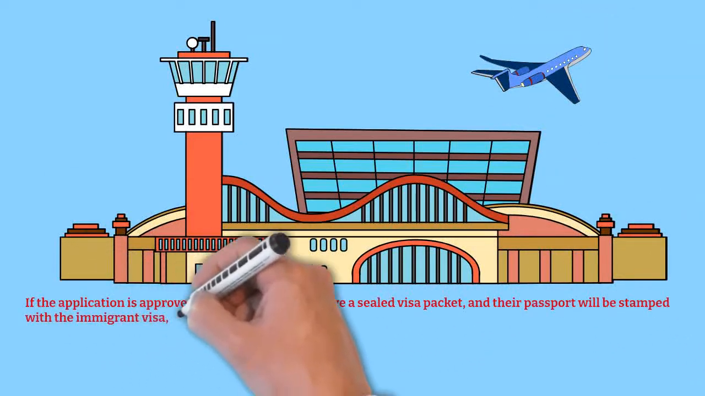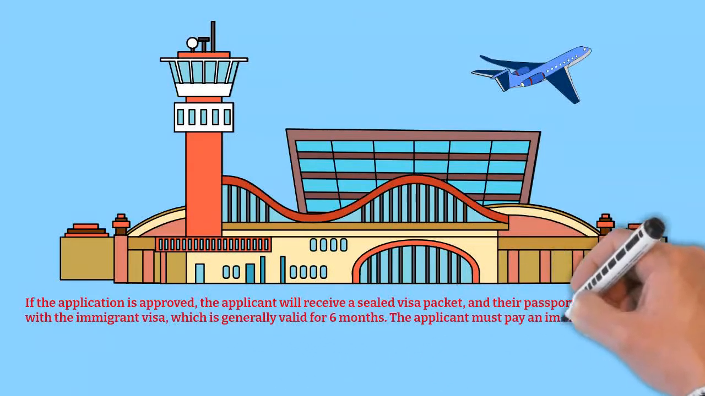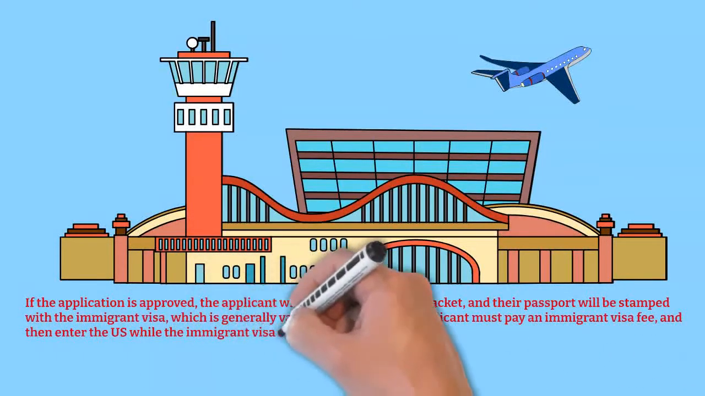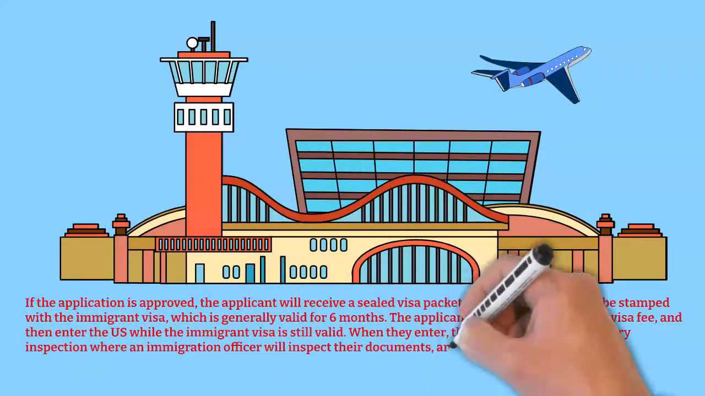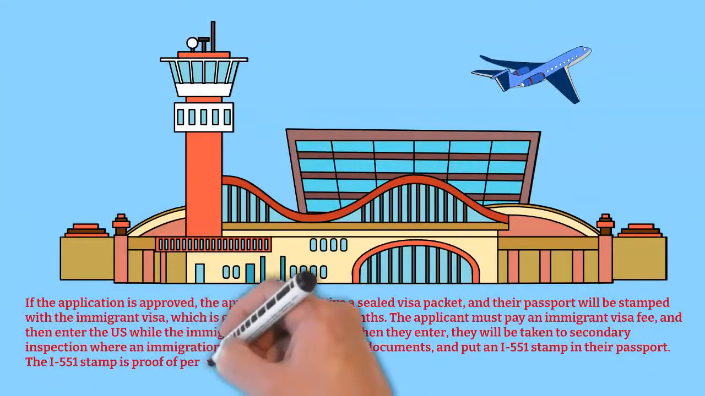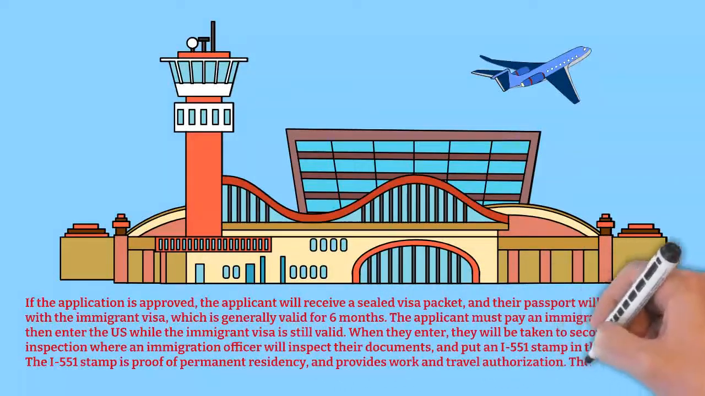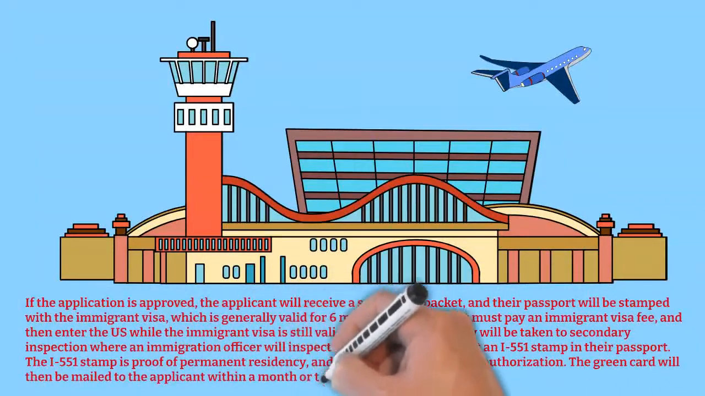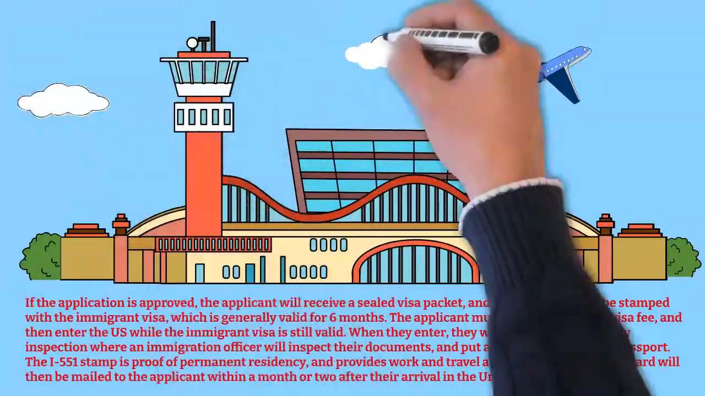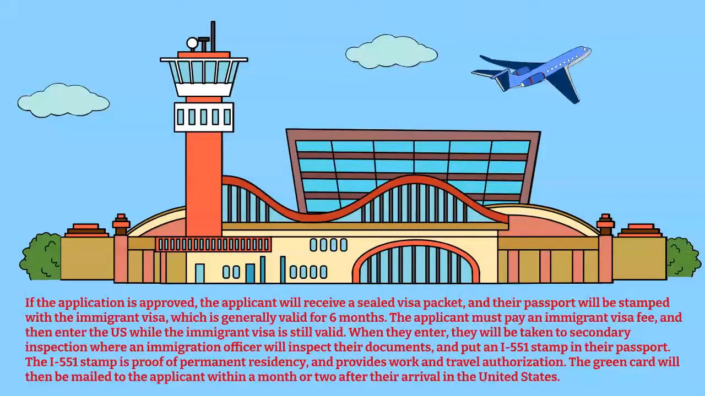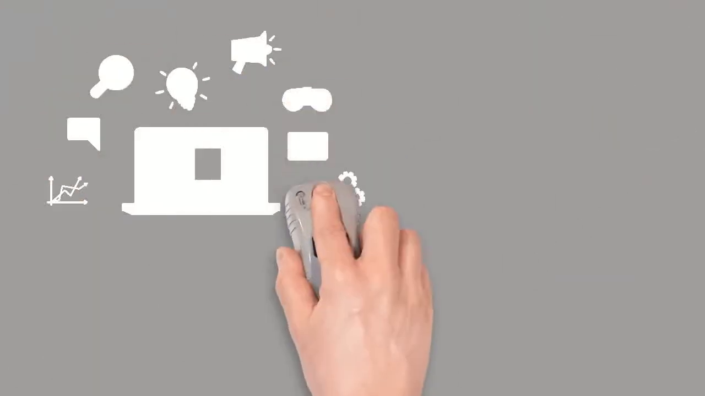The applicant must pay an immigrant visa fee, and then enter the US while the immigrant visa is still valid. When they enter, they will be taken to secondary inspection where an immigration officer will inspect their documents, and put an I-551 stamp in their passport. The I-551 stamp is proof of permanent residency, and provides work and travel authorization. The green card will then be mailed to the applicant within a month or two after their arrival in the United States.